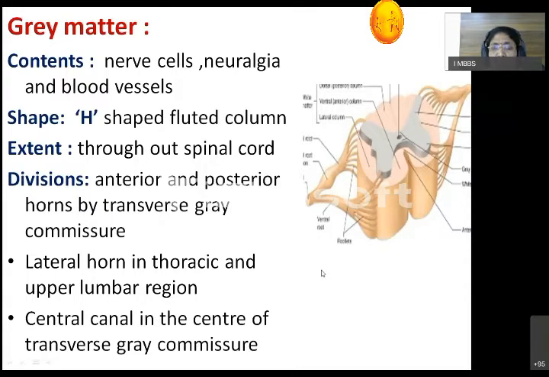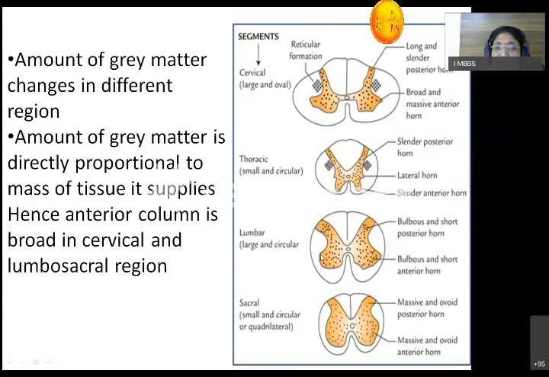Now this gray matter is not the same at all levels of the spinal cord. You can see this is the cervical region, this is the thoracic region, and the lumbar and sacral regions. You can see that in the cervical region the gray matter is more. In the lumbosacral region, the gray matter is more. So, why is this so?